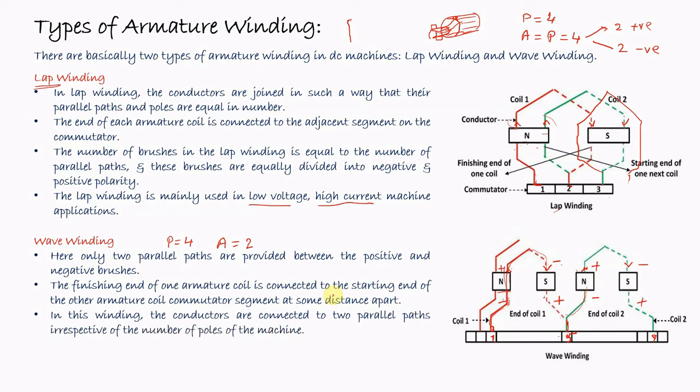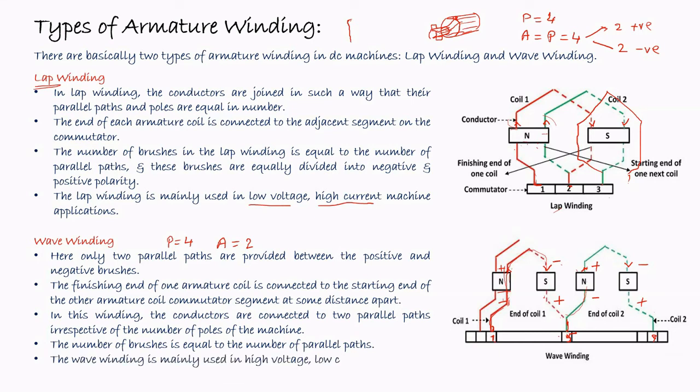Here only two parallel paths are connected, so only two brushes are required to make the connection between the external static circuit and the rotating machine. The number of brushes is equal to the number of parallel paths, that means 2. And this type of winding is basically used for high voltage and low current applications, as we have discussed here.